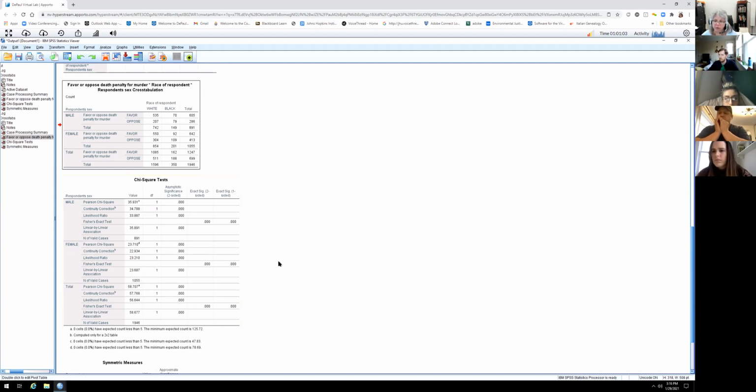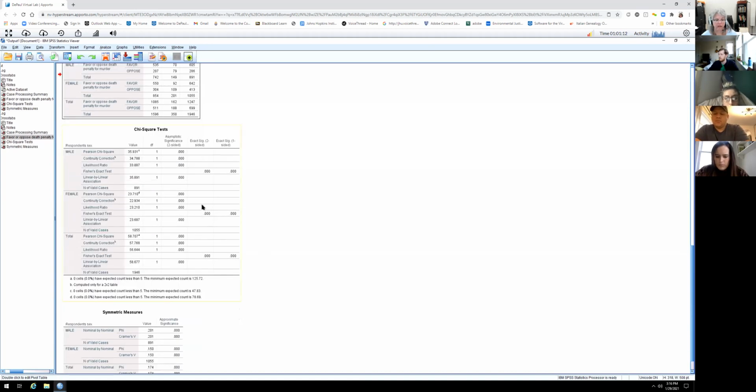Remember, chi-square only tells you if X and Y are significant. It does not tell you strength and direction. You have to go to phi for strength and direction. Okay, so right now, it looks like the control variable had no impact as far as we can see for X and Y.